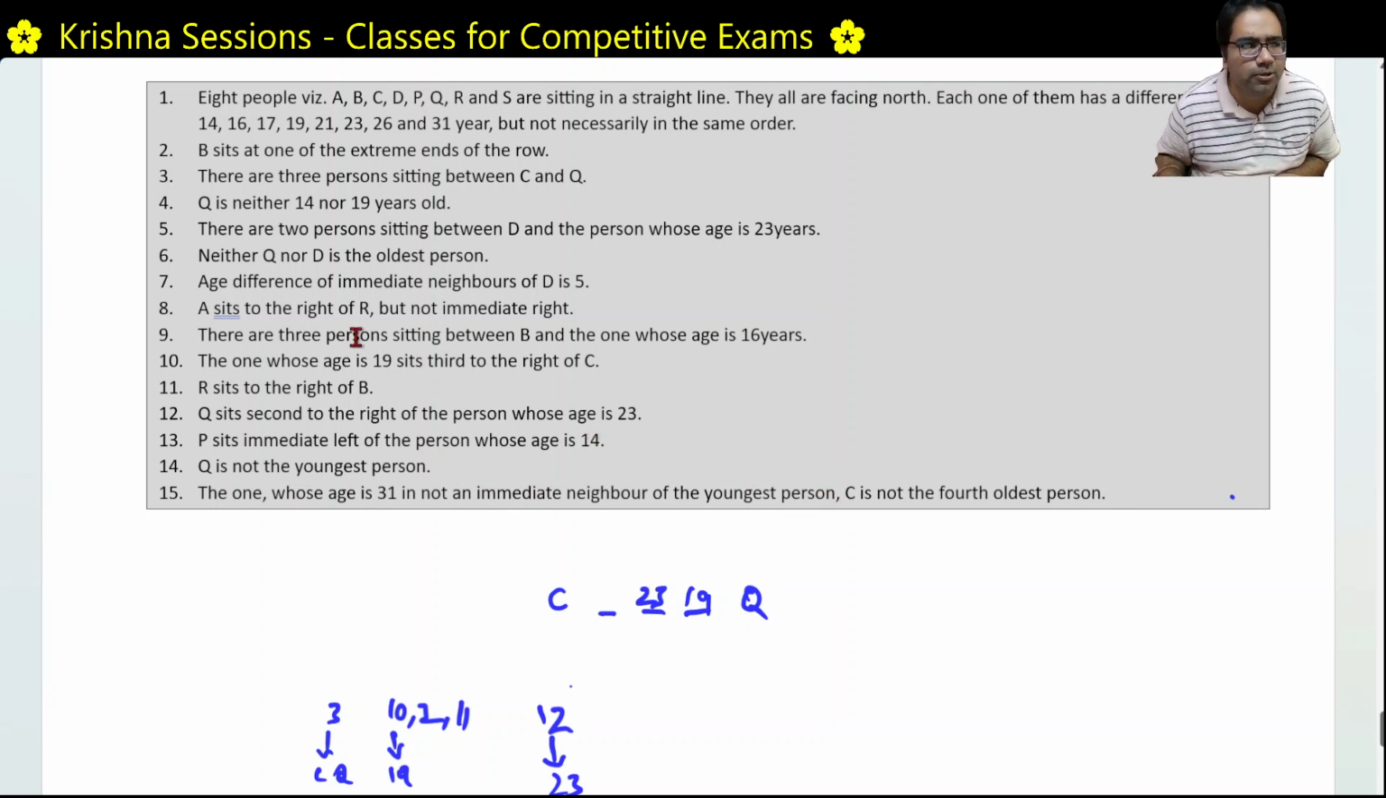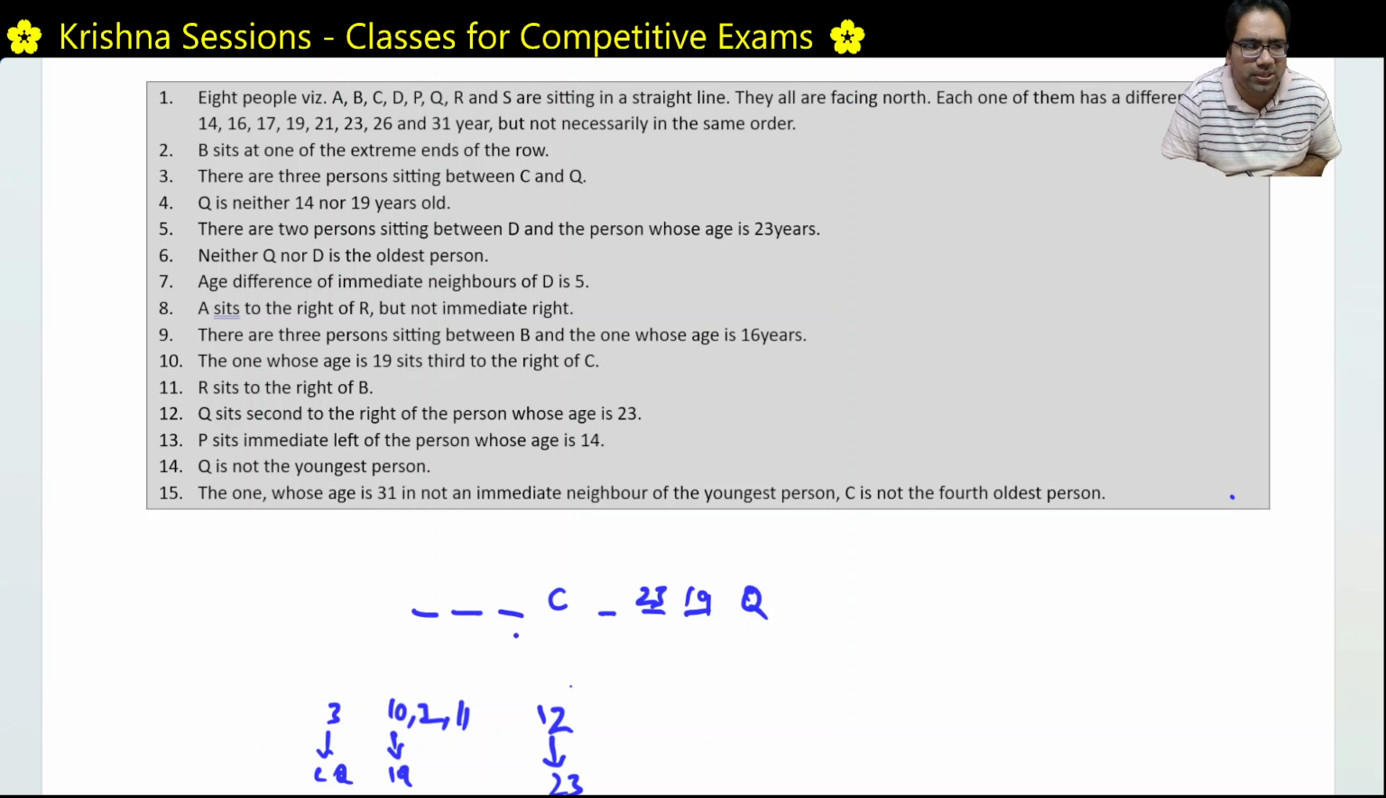Now, let's read something about B. There are three persons sitting between B and the one whose age is 16 years. B is the left extreme end that we have figured out. As per conditions 11 and 2, we have already discussed that B is the leftmost. How many slots are there? 1, 2, 3, 4, 5, 6, 7, 8. So there are a maximum of 3 slots available.